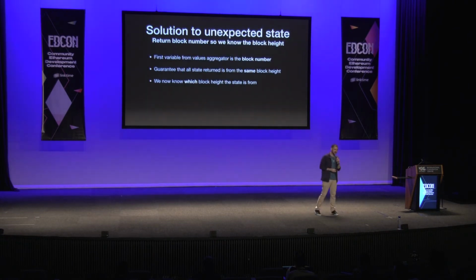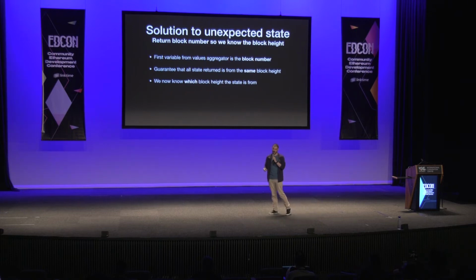The second issue was solved by returning the block number within the smart contract. Because we're in a smart contract, we have the ability to also return the current block number, or the block height. This worked really well. Now we're able to make 1 request every few seconds and return a large amount of variables. We now know that all of these variables are from the same block and also which block that is. And that's hugely important.